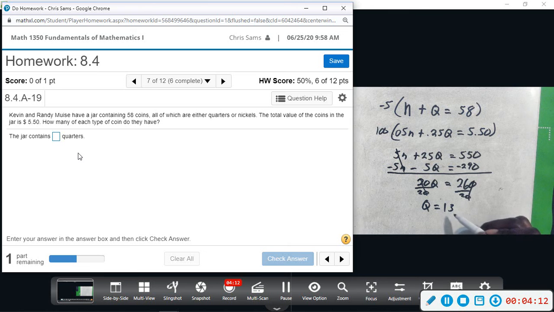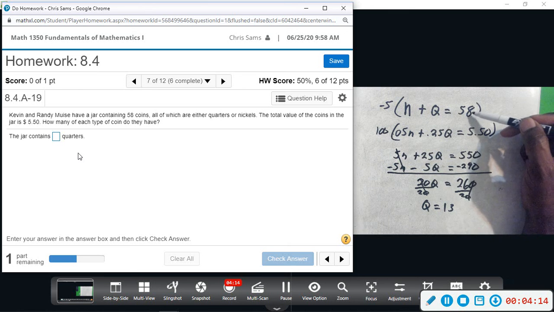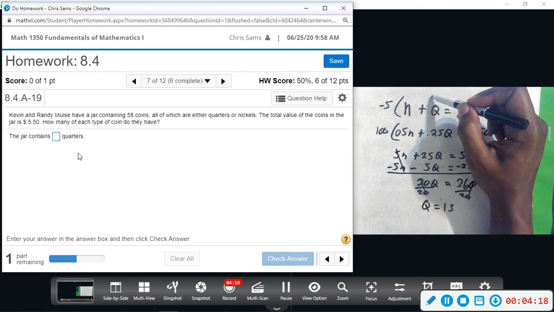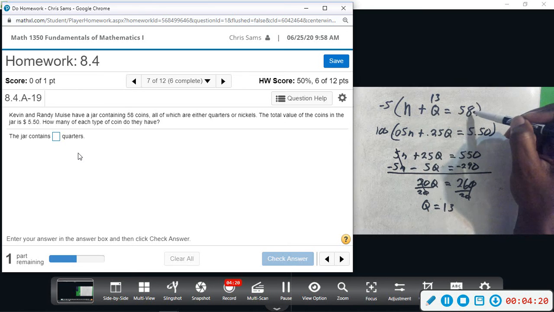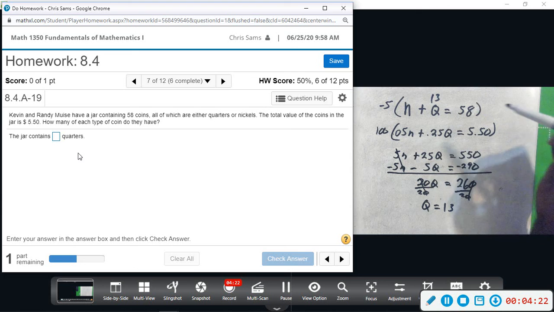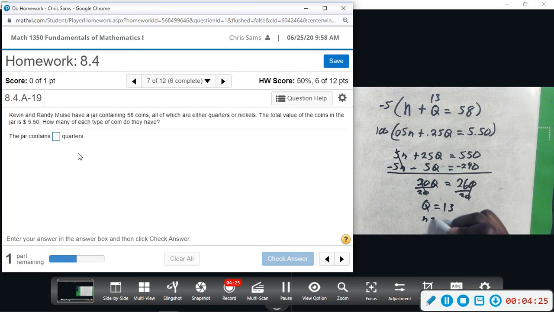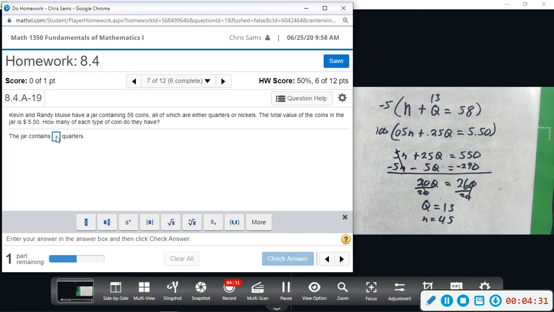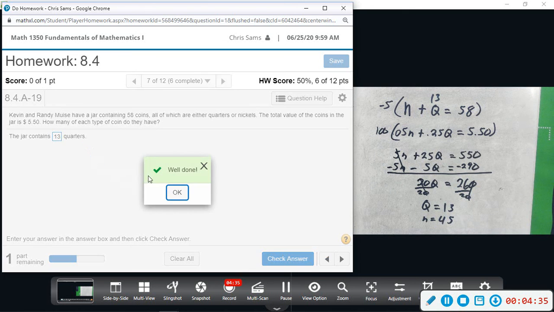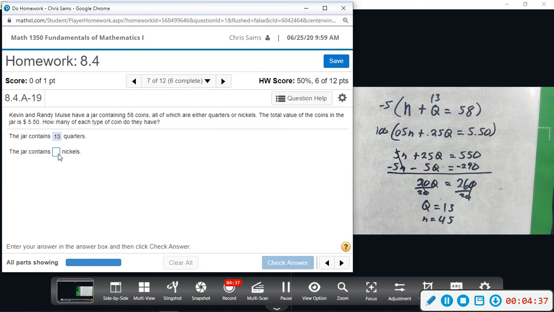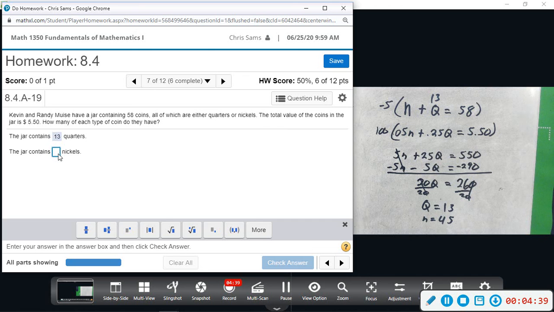So there's 13 quarters, meaning if you take away 13 from here, because we plug in 13, and then take away 13, that will leave you with 45 nickels. Okay. And those 2 will give us the number of quarters, 13, and the number of nickels, 45.